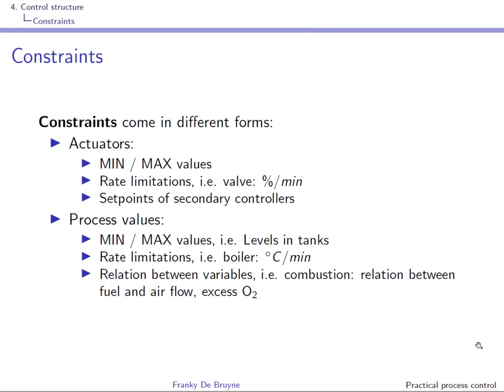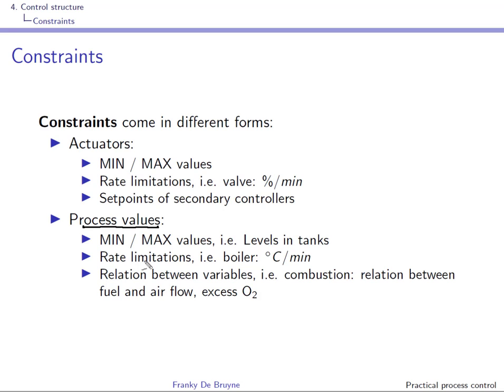Besides constraints that are on the actuators, so on the MVs, you have also constraints on the process values, so on the PVs. Again, you have limitations in absolute values. A good example of that is the maximum level in a tank, but you can also have, again, rate limitations. It could be, for instance, that the boiler constructor specifies a maximum increase of the temperature in a given time period.